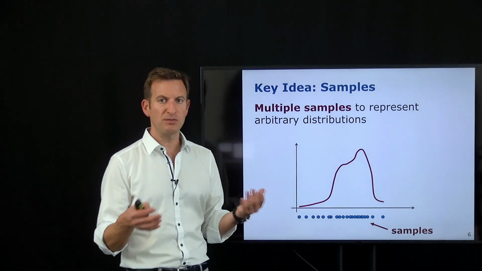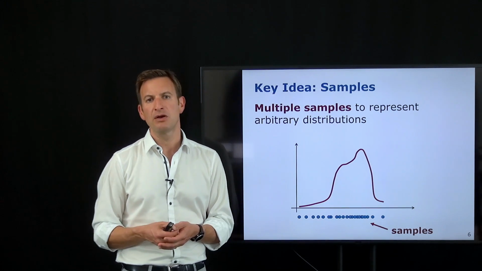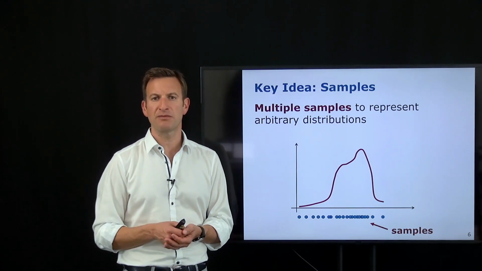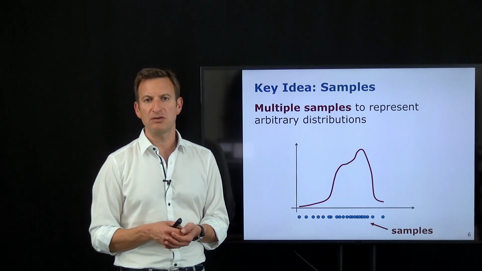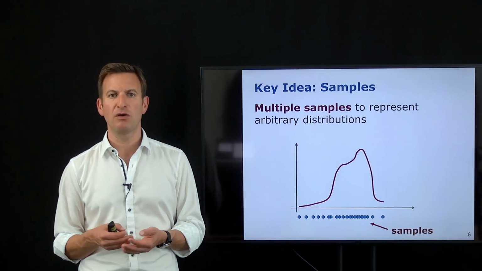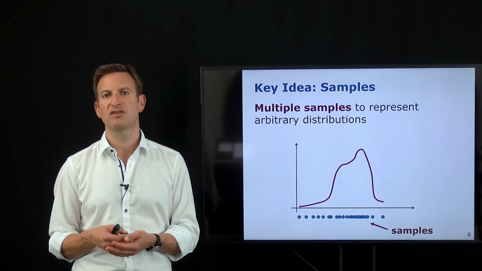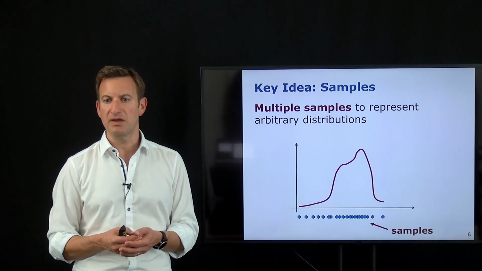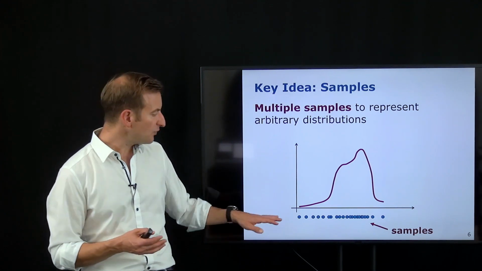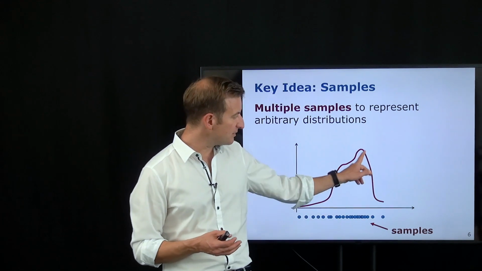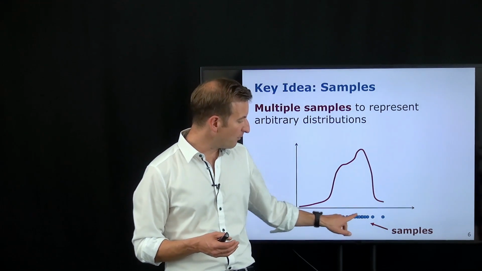We have samples distributed over the state space. Every sample represents a little bit of probability mass. And we simply need to count how many samples fall into a certain region in order to assess the probability that the system is in that region. So that means in areas where the density function is high, we have more samples.